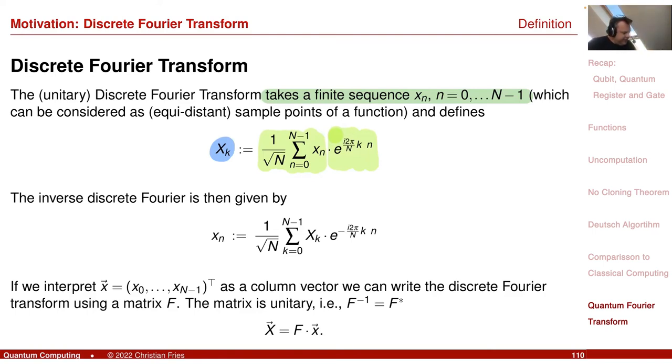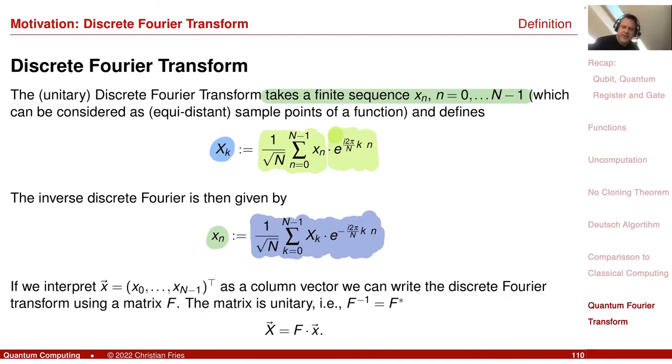So the inverse Fourier transform is then given here by the Fourier series, which has exactly the same form. So I get back my little x_n by taking 1 divided by square root of n, sum k from 0 to n minus 1, now capital X_k multiplied with a kernel, and the kernel is now e to the minus i 2 pi divided by n, k times n. You can write this as a matrix.